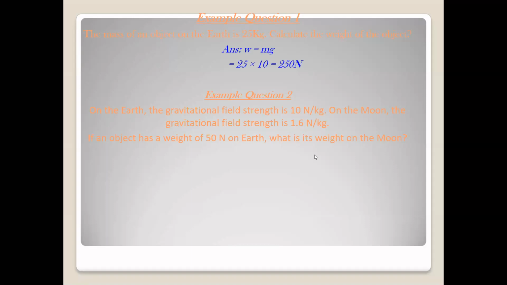Yeah. And what about example question 2? On Earth, the gravitational field strength is 10. On Moon, it is 1.6. If an object has a weight of 50 Newton on Earth, what is the weight on Moon?